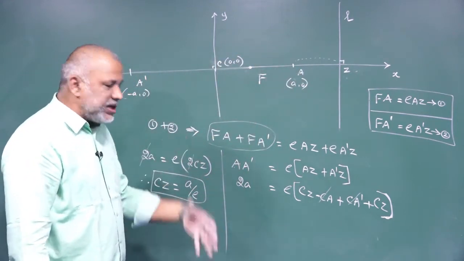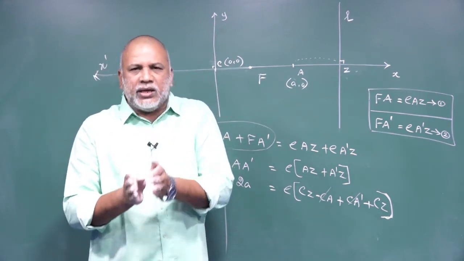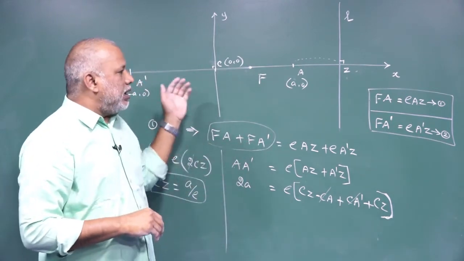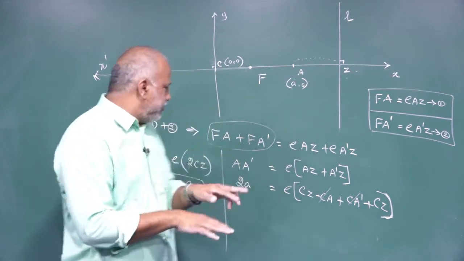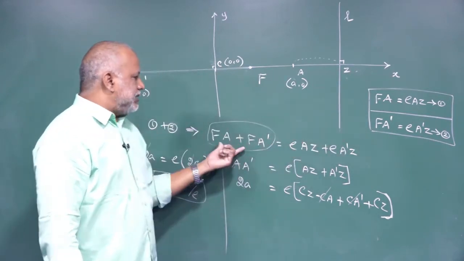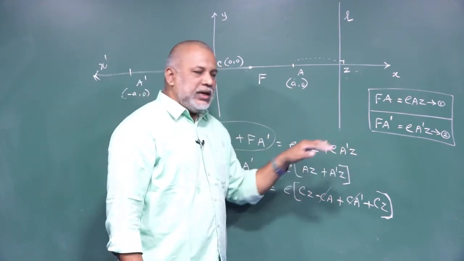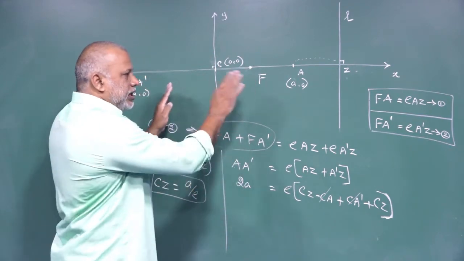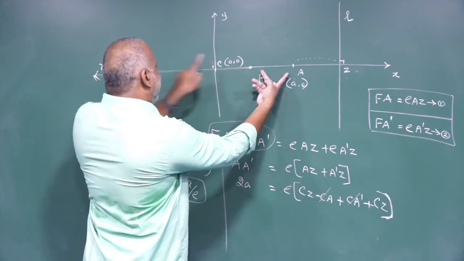Once again, listen carefully. All these theoretical concepts are very, very essential for working out the problems. Now listen, after working out result number 1 and 2, I am going to add 1 and 2. See, adding 1 and 2. That means LHS FA plus FA dash. In your RHS, E times AZ plus E times A dash Z. Here, see FA plus FA dash, working out in your diagrammatic explanation.